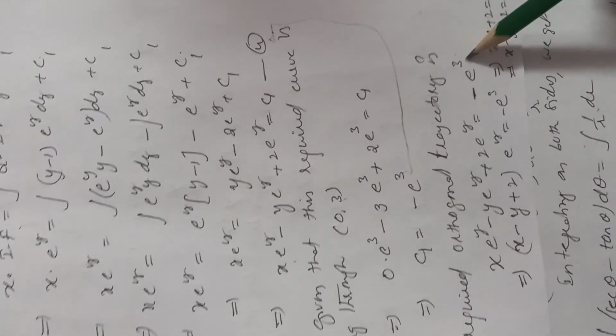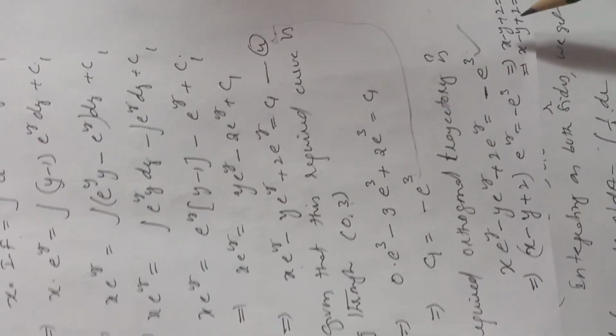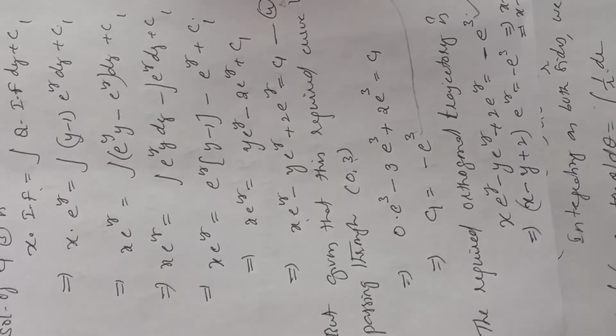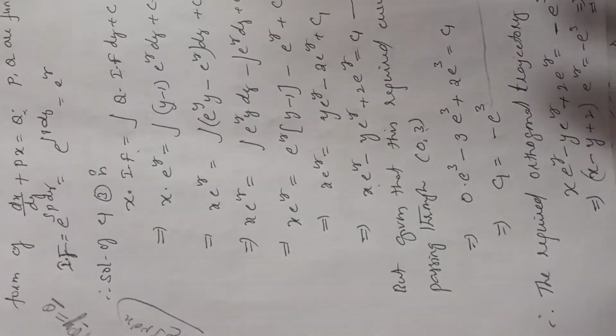That's it. We can stop. If you want, you can simplify it further. నేను ఇక్కడ simplify చేశాను, no need to simplify it. You can write this one as the required solution of the given family of curves, that is, orthogonal trajectories of the given curves.